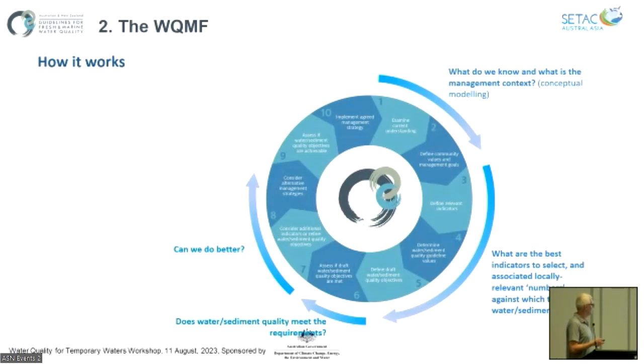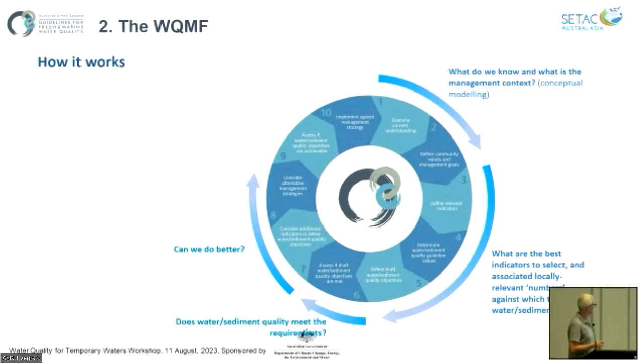So in terms of step 7, that's asking the question, can we do better with regards to the assessment that we've just undertaken? So have we got sufficient indicators? Are our indicators appropriate? Because we've gone through the process now, we're developing a better understanding of what's going on. And similarly, are our water quality objectives appropriate? Do we need to refine them? Are they not appropriate for the nature of the system and the issue we're looking at? So it's that sort of iterative feedback loop.